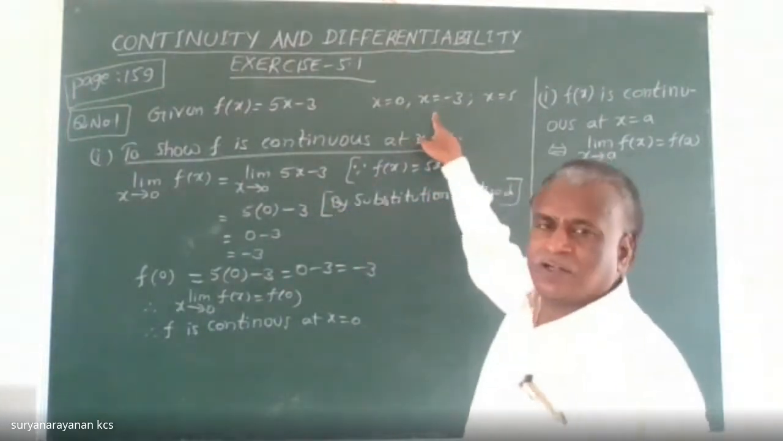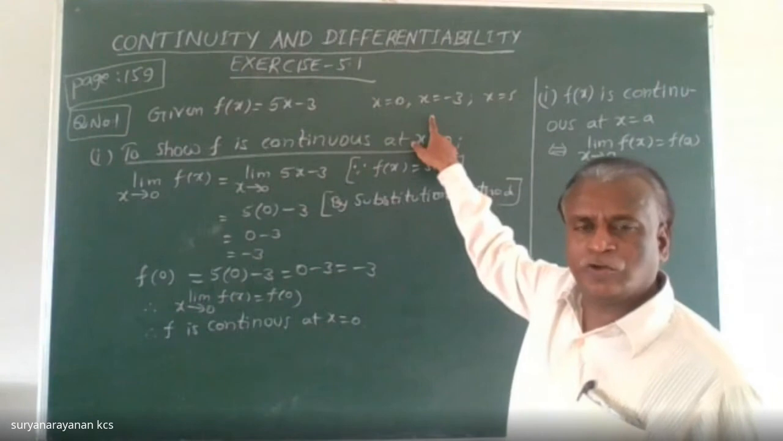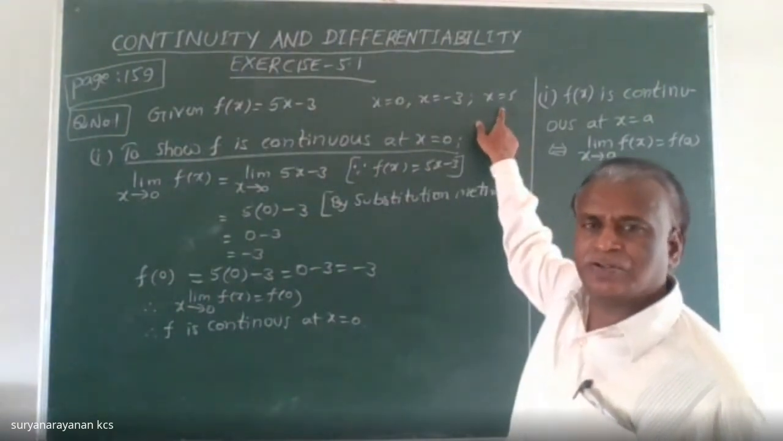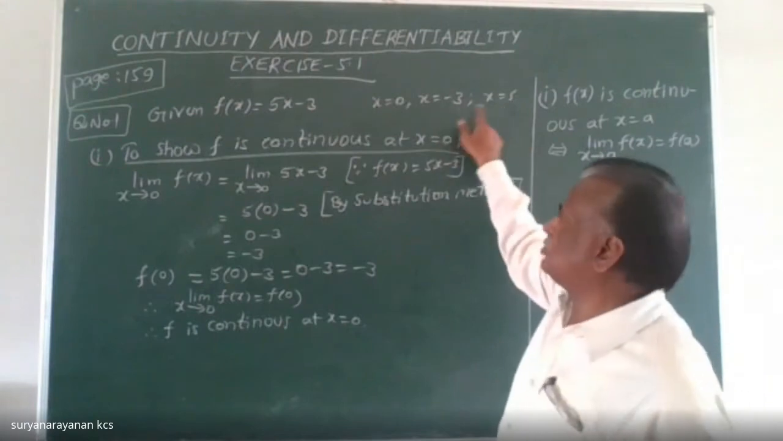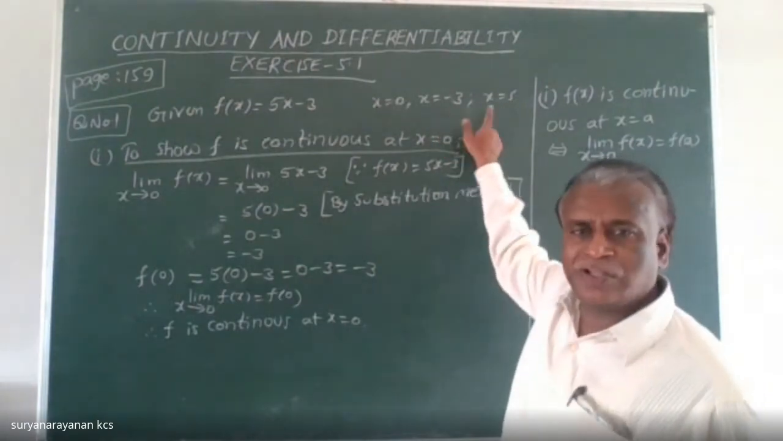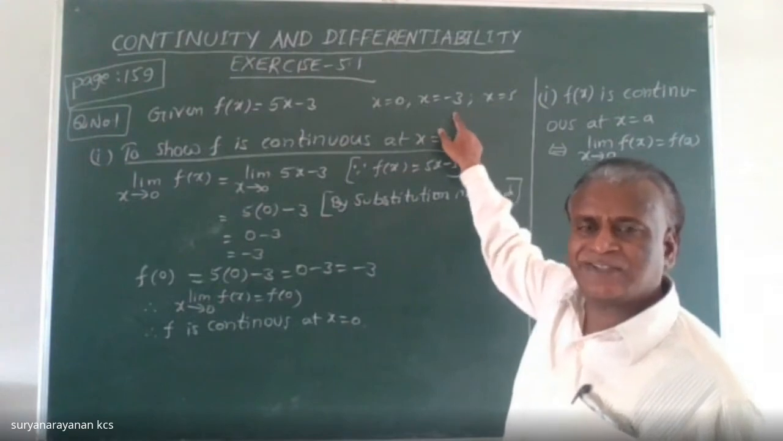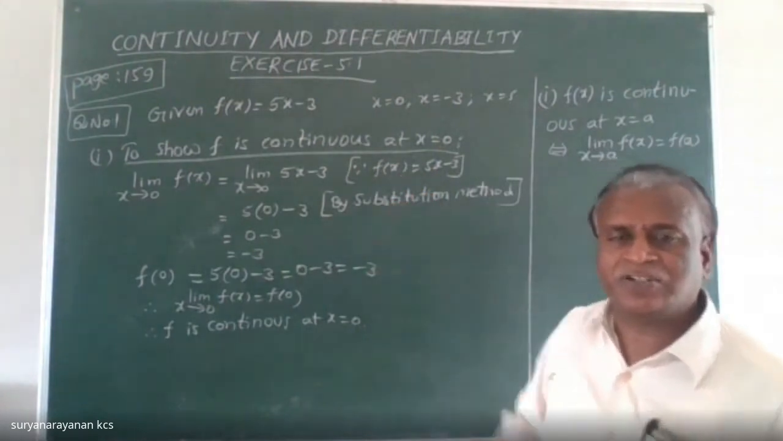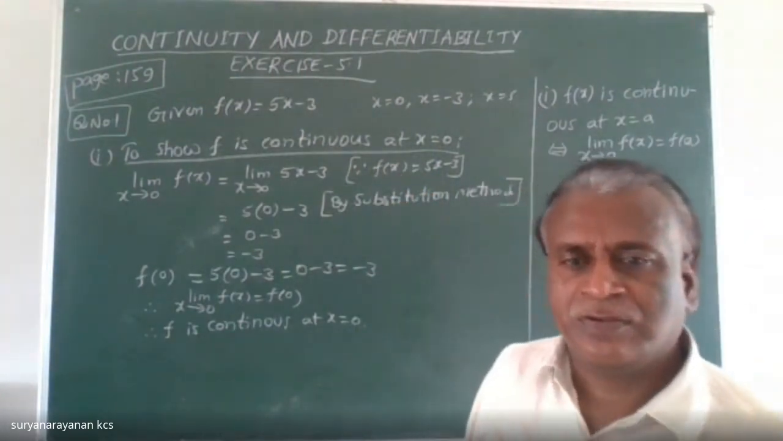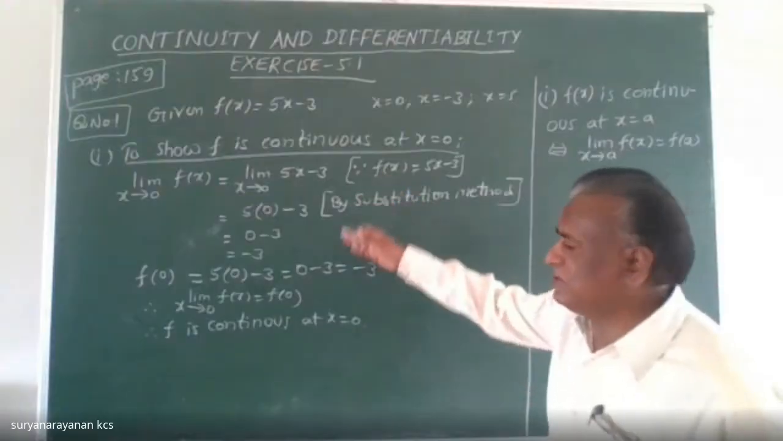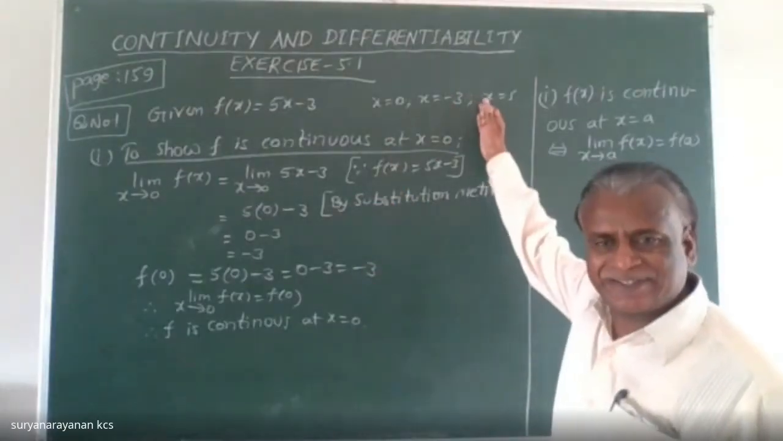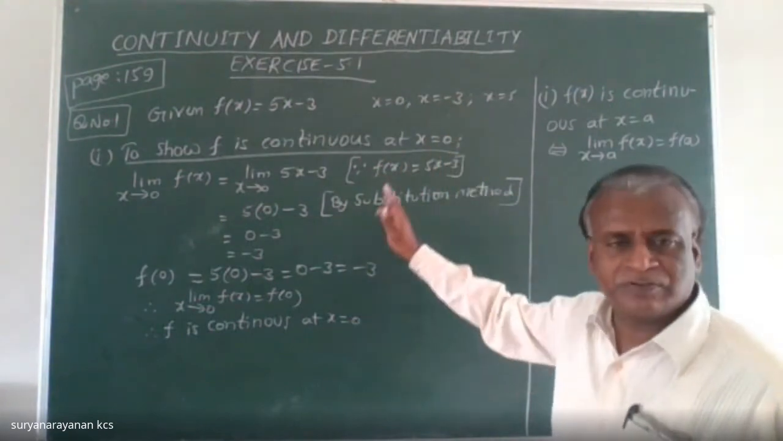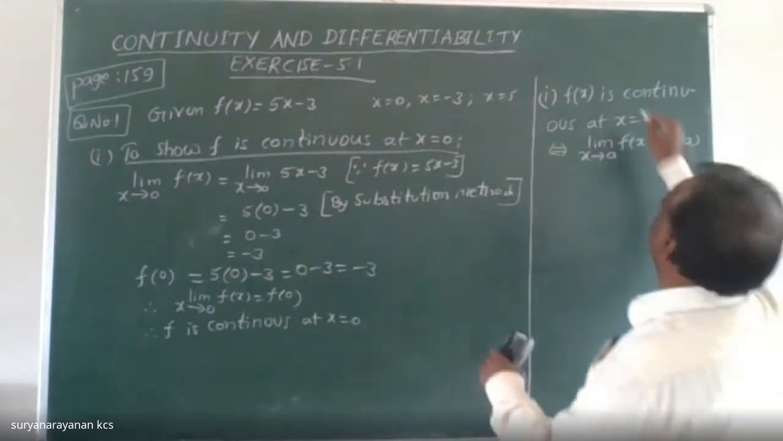Similarly, we show that the given function is continuous at x is equal to minus 3 and at x is equal to 5. Will you do these two parts? Will you show that at x is equal to minus 3 and at x is equal to 5, the given function f is continuous? Yes, sir. You do the same procedure, only the numerical values of x are changed. Same steps. Okay.